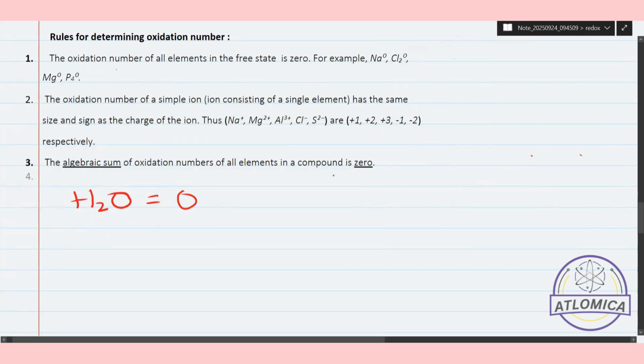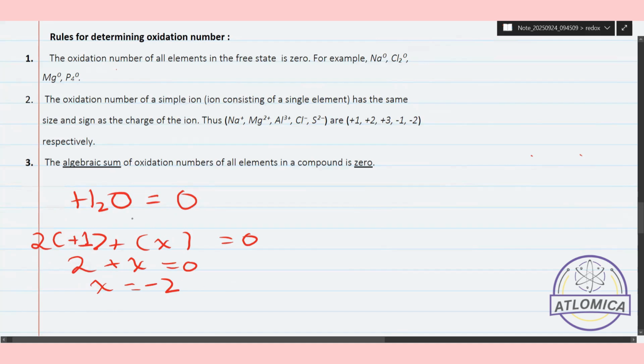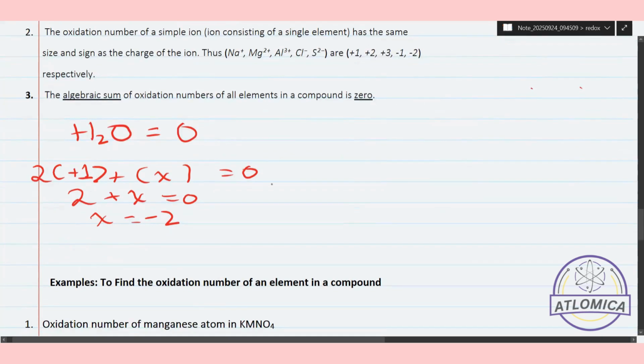We know that hydrogen has a valency of 1. That means it loses an electron to oxygen, so it would be +1 for hydrogen. We have 2 hydrogens and we want to find out the oxidation number of oxygen. I will use x in the algebraic sum: 2 plus x is equal to 0, and here x is equal to -2. So if we solve the equation, we see that the oxidation number of oxygen is -2. Now we'll look at some more examples.